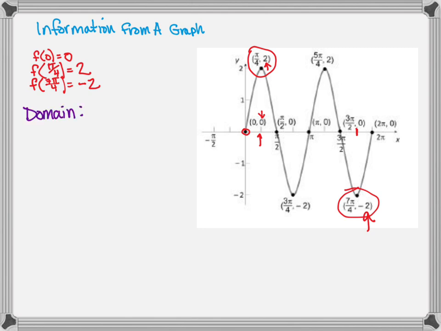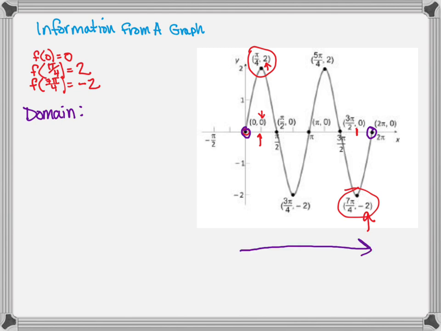Okay, what's the domain of this graph? So the domain, remember, looks at x values. And we want to go from left to right, from smallest x value to largest x value. So we want to find the leftmost point on the graph, and that's over here at 0, 0. And then we want to find the rightmost point on the graph. It's over here at 2 pi comma 0. And in between, there are no breaks, there's no holes, there's no asymptotes. We have a continuous line in between.